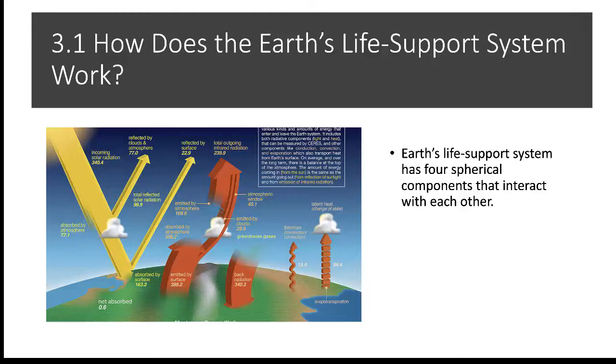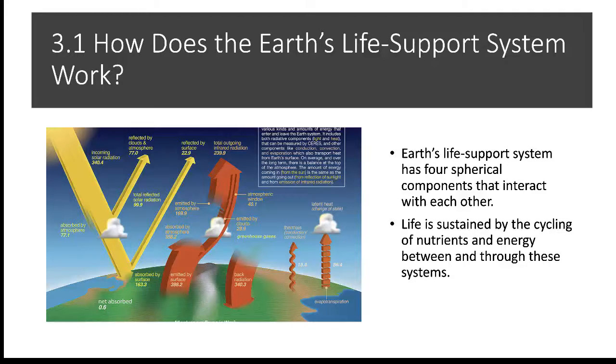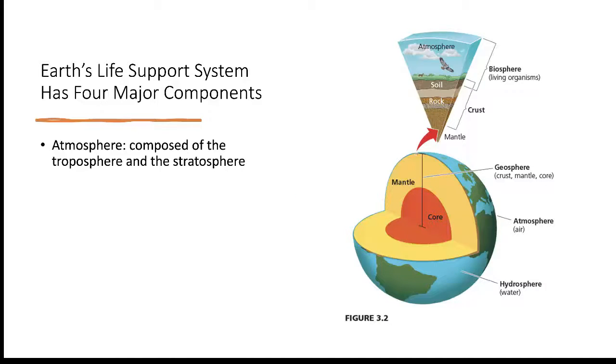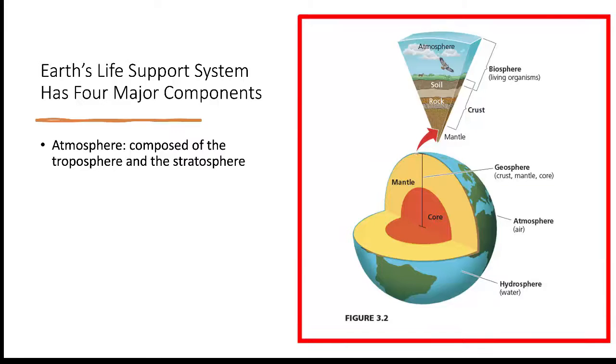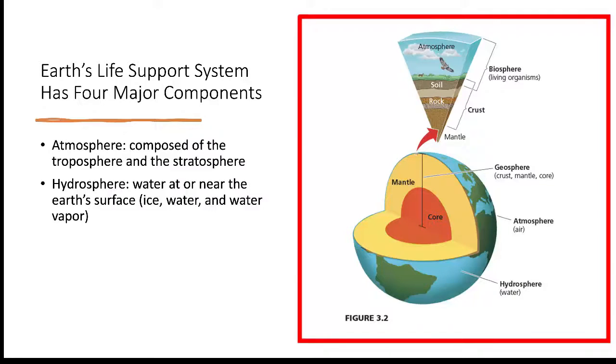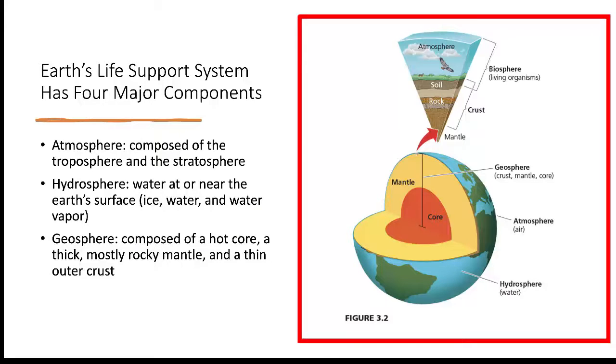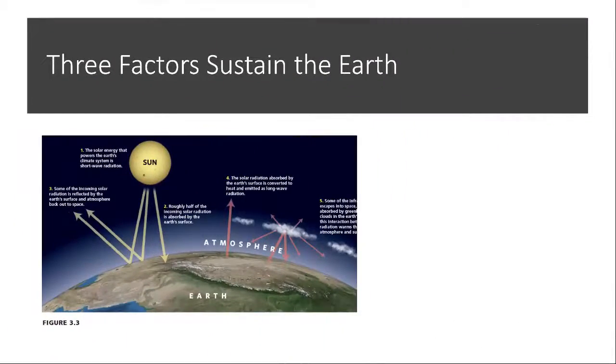So Earth's life support system has 4 spherical components that interact with each other, and life is sustained by the cycling of nutrients and energy between and through these systems. Those 4 major components are the atmosphere, which is composed of the troposphere and the stratosphere; the hydrosphere, water at or near the Earth's surface, which includes ice, water, and water vapor; the geosphere, composed of a hot core, a thick, mostly rock mantle, and a thin outer crust; and then the biosphere, wherever life is found within the other 3 spheres.